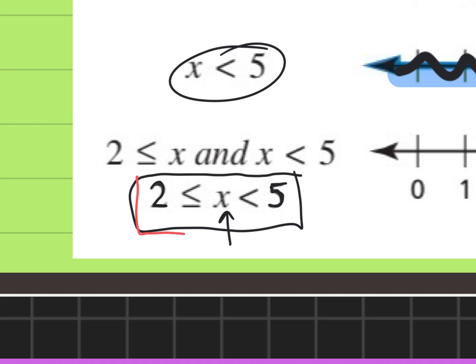So we would read this as 2 is less than or equal to X, which is less than 5. And that's what we call an and inequality. It's two inequalities in one.